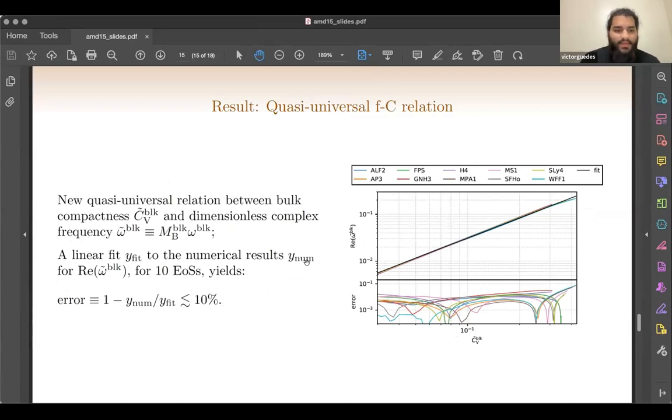This is actually what we find. We find a new quasi-universal relation between the bulk compactness that I just described and the dimensionless complex frequency, which is defined in terms of the baryonic mass and the frequency itself. We found a linear relation between the frequency and the compactness, and through a linear fit, we found that this relation has an error of less than approximately 10% for a small sample of 10 EOSs, like I'm showing here in the figure on the right.